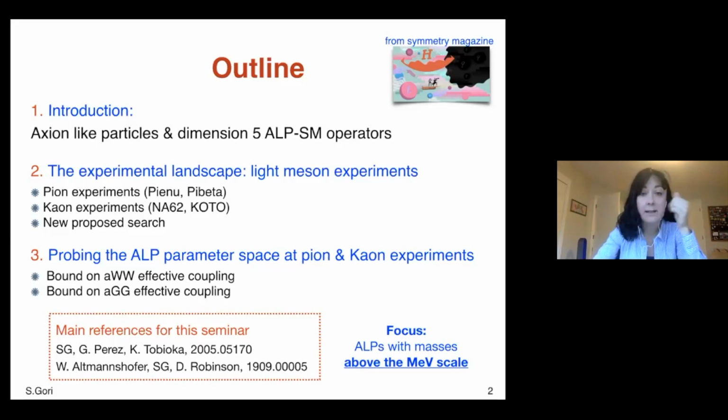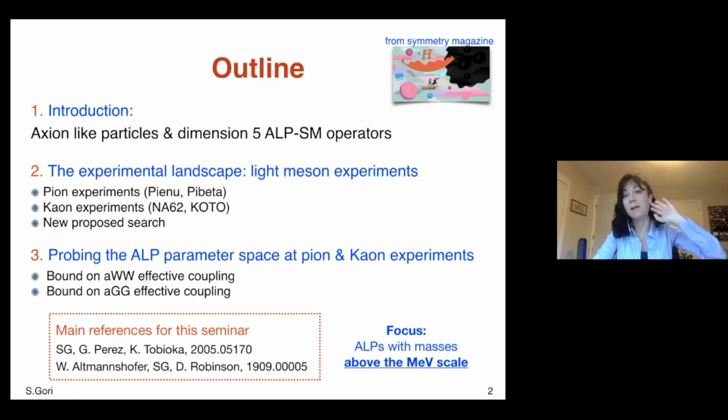And these are particularly exciting because they are running now and they will be collecting a lot more data in the future. We see how to use these experiments to probe some specific operator, so some specific interaction of the ALP with the standard model, in particular the interactions of the ALP with the SU2 gauge bosons of the standard model, with gluons. And so all this seminar is based on these two publications that I'm listing here.